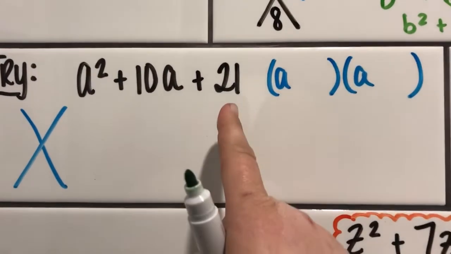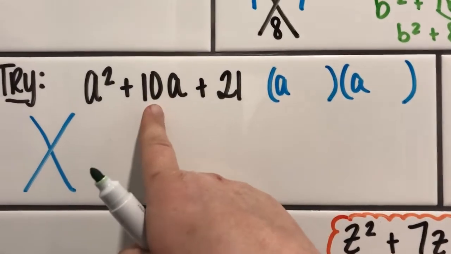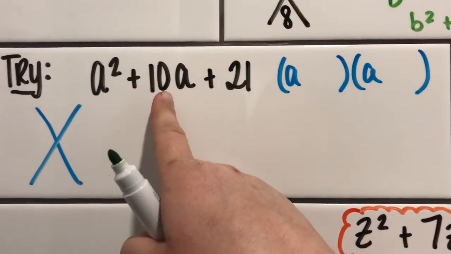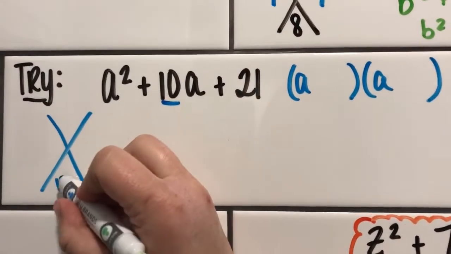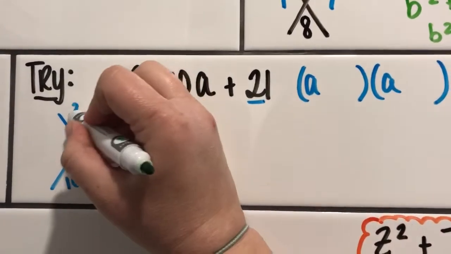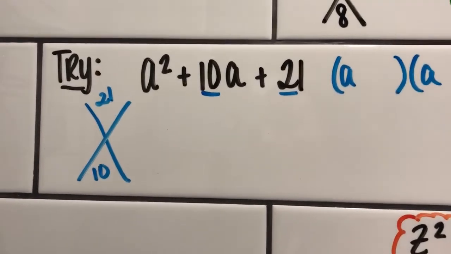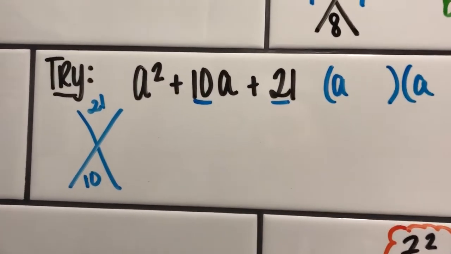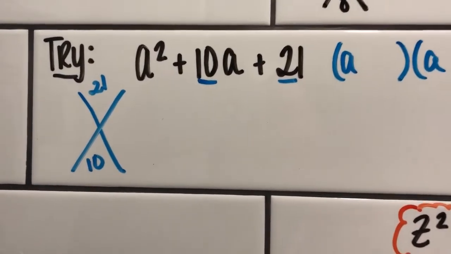So my X puzzle, the b term is going to go on the bottom, b for bottom. The middle term is my b. I'm going to write 10 down the bottom. And 21 is my constant. That's going to go on top. So I need to figure out what two numbers multiply to get 21 and add to get 10.